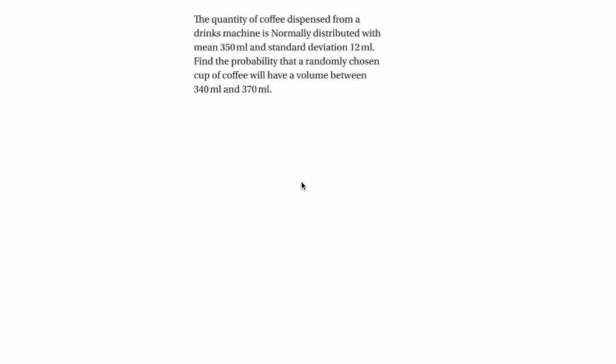This is a very similar question, so just pause the video and have a go if you want to. What we're going to use for this one is, again, normal CD. We have a lower bound of 340 and an upper bound of 370, because it says the volume is between 340 milliliters and 370 milliliters. We just need to look at our standard deviation, which is 12, and then our mean, which is 350.